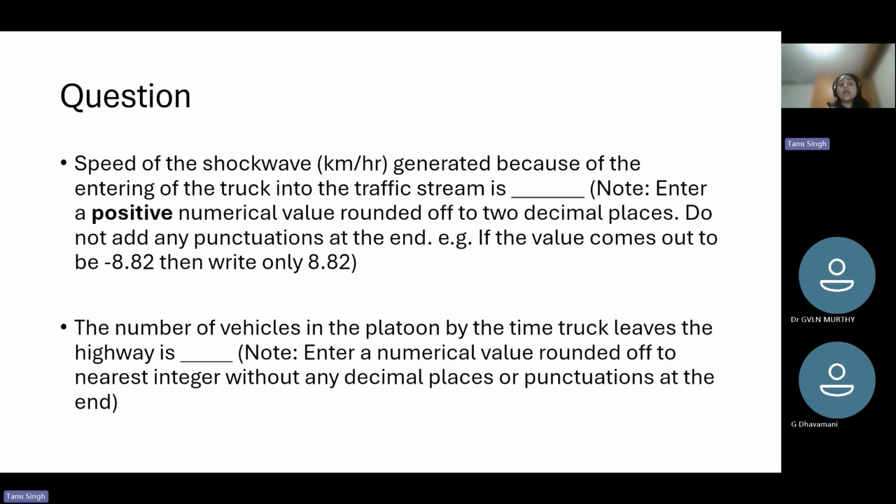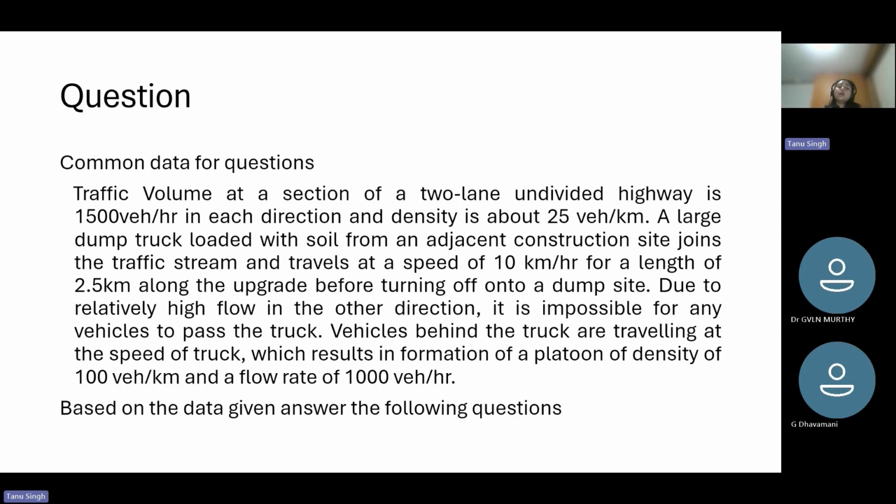First one is we have to find the speed of the shock wave that is generated because of the truck entering the traffic stream. And another is the number of vehicles in the platoon by the time the truck leaves the highway. So these are the two questions that need to be found out. First, I will suggest you draw, depending on the data given, a flow versus density graph. From there, it will be very clear to find the speed of the shock wave and also the number of vehicles on the road.